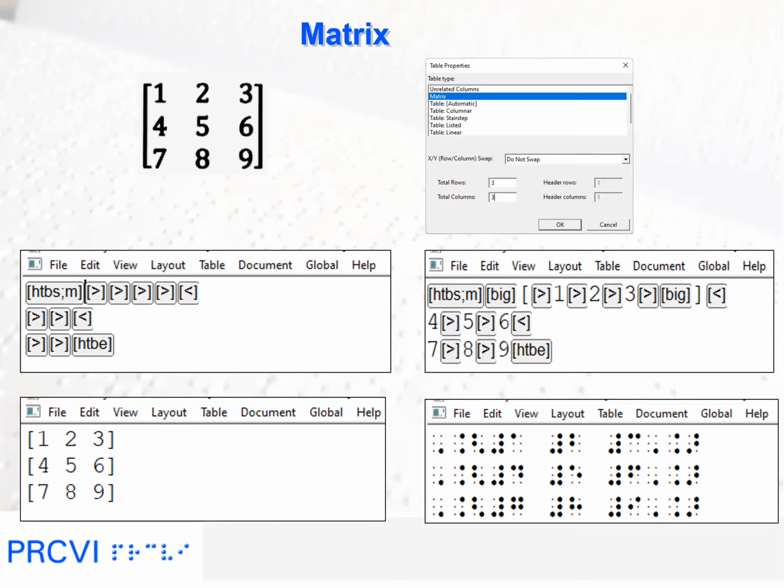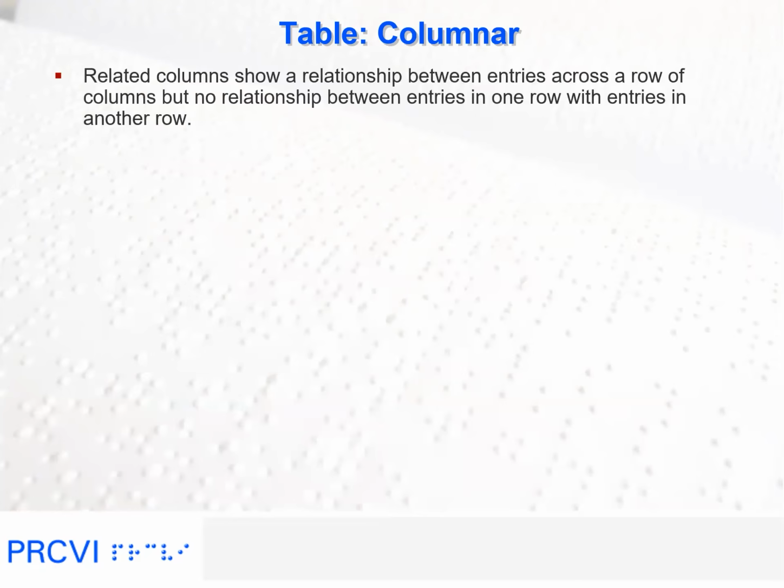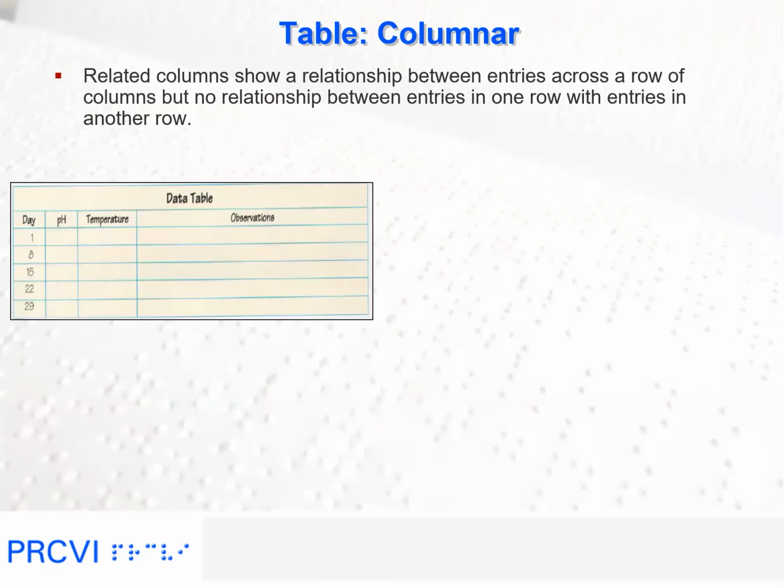In a columnar table, related columns show a relationship between entries across a row of columns, but no relationship between entries in one row with entries in another row. Let's look at this print example. It has column headings and row headings and no entries under the column.